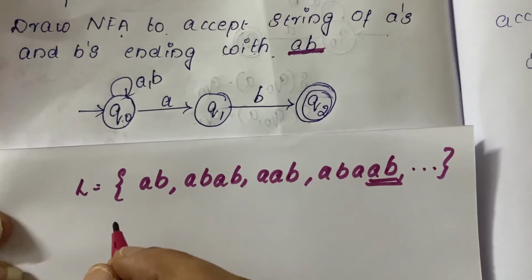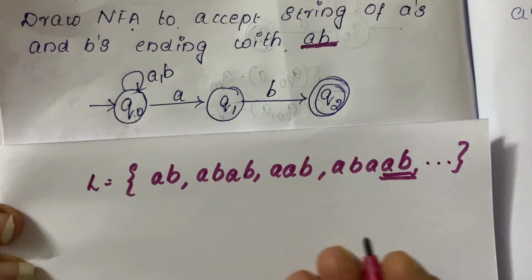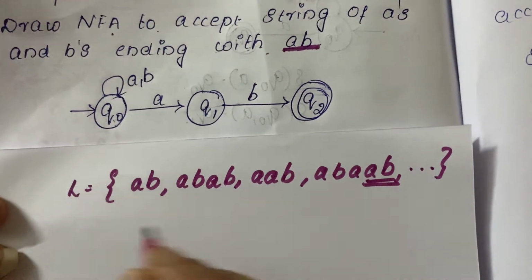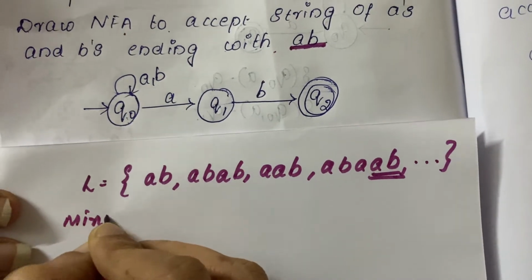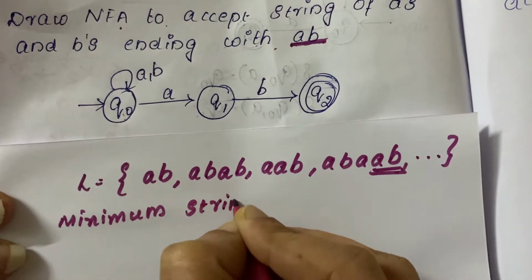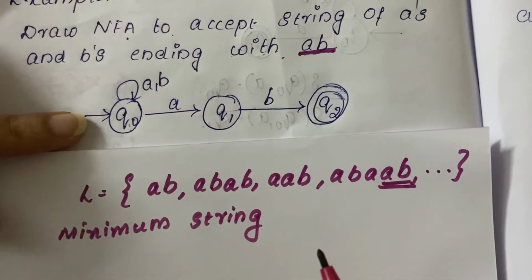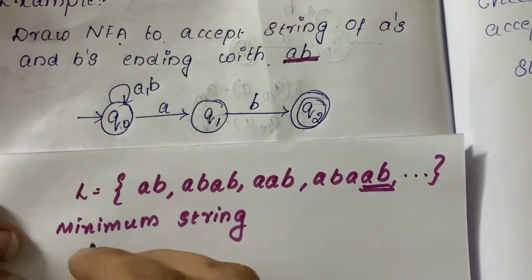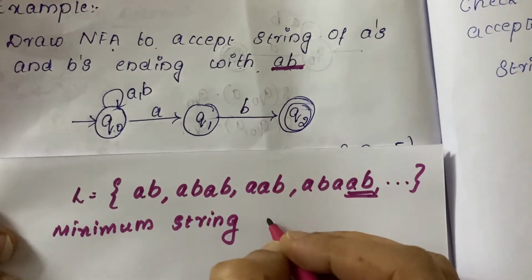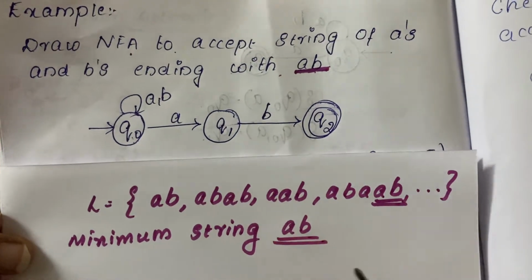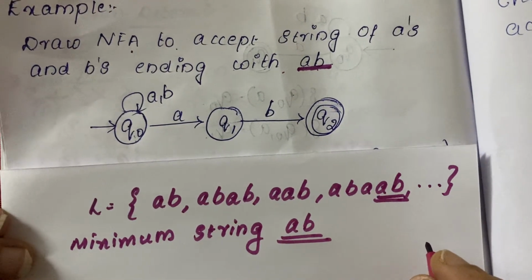You all know about the DFA, right? How to construct a DFA. In the same way, first we have to find the minimum string. The minimum string means the minimum string that can be accepted by this NFA, or DFA. The minimum string in this question is AB. According to this minimum string, we are going to construct the NFA.